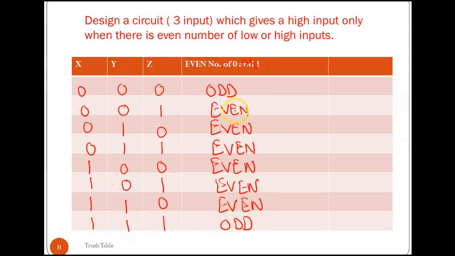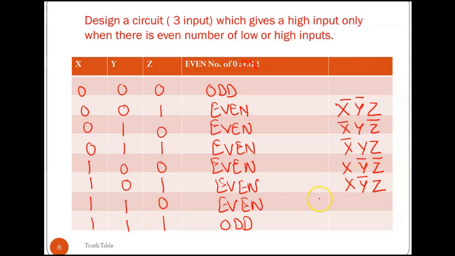So you have to write the expression for these ones. For 0 we use a bar and for 1 without a bar. So you have X bar, Y bar, Z. This one is X bar, Y, Z bar. Then this one is X bar, Y, Z. Then this one is X, Y bar, Z bar. Then this is X, Y bar, Z. Then X, Y and Z bar. Okay, these two are not required.